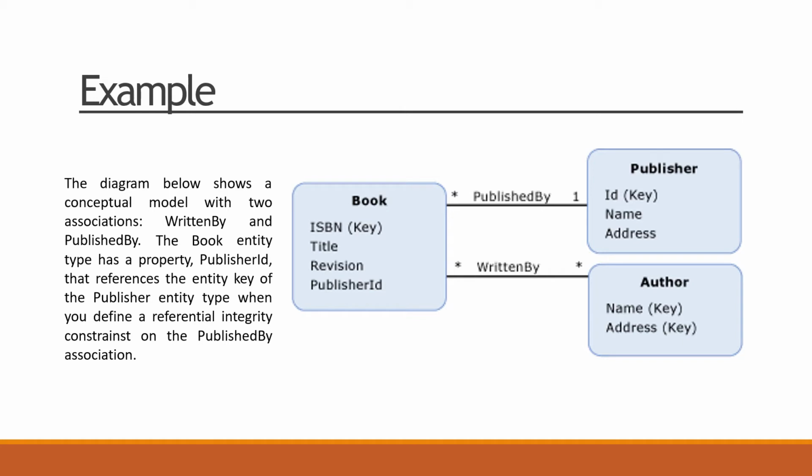So here we have an example. The diagram below shows a conceptual model with two associations. First is written by and then published by. This is the book entity. The book entity type has a property publisher ID that references the entity key of the publisher entity type when you define a referential integrity constraint on the published by association.